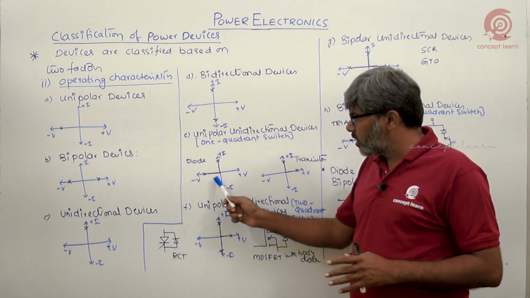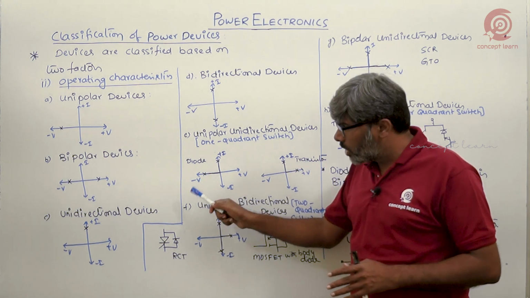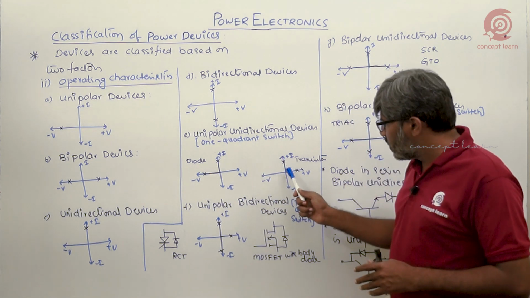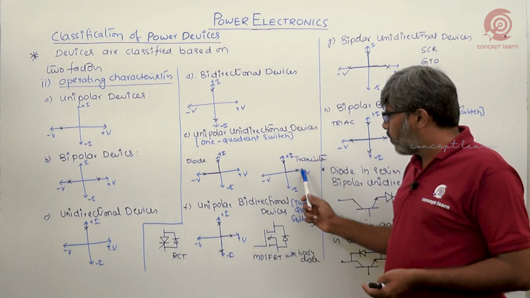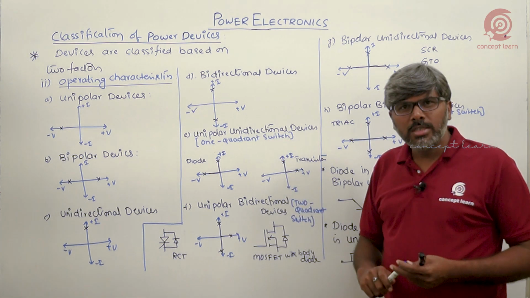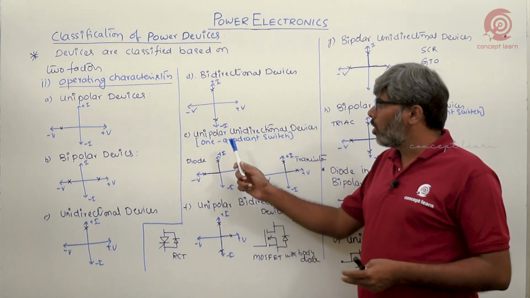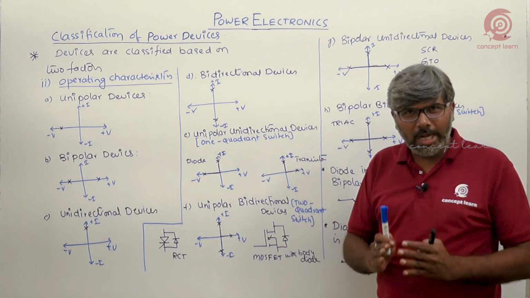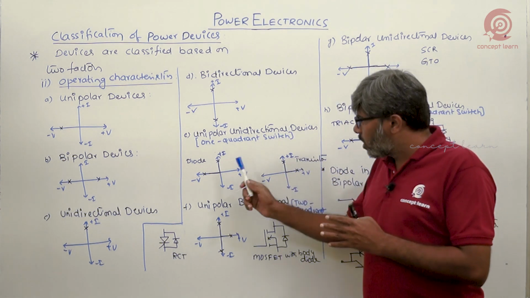Here, in this first case, the diode is a device which blocks negative voltage during reverse bias and allows positive current during forward bias. Whereas the transistor, that is BJT, blocks forward voltage when it is in cutoff state and allows forward current when it is in saturation region. So transistor and diode both are unipolar unidirectional devices because they can block only one polarity of voltage and allow current in only one direction.